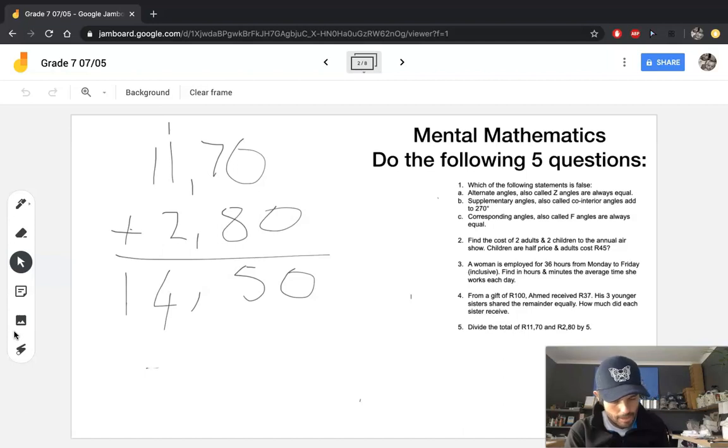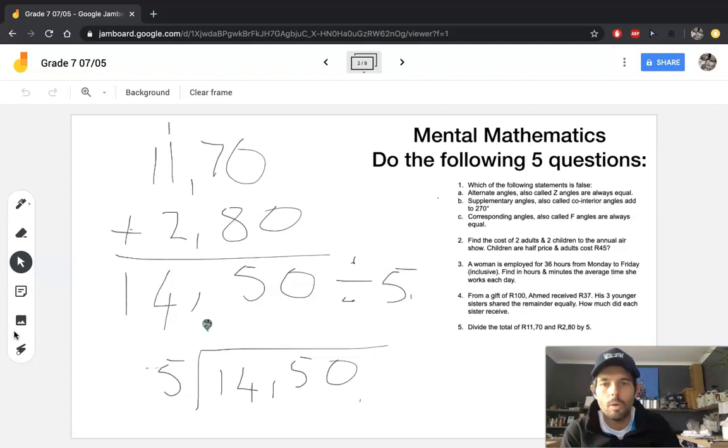And then we must divide this by 5. And it's short division, so there's no problem in doing this method. 5 doesn't go into the 1, it goes into the 14 twice, comma, in line. That leaves me with 4, so that becomes 45, and we know 5 goes into 45 9 times, and it goes into 0 times. So 14 Rand 50 divided by 5 is 2 Rand 90.